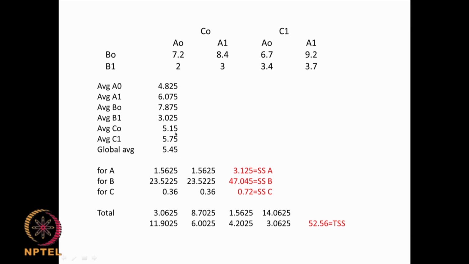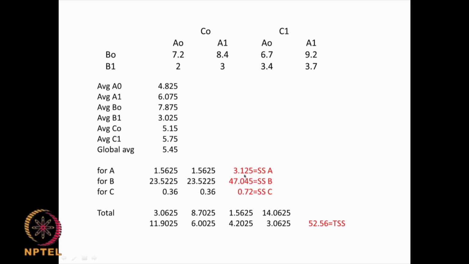Now let us look at C: 5.15 minus 5.45, square it up, multiply by 4, and then 5.75 minus 5.45, square it up, then multiply by 4. So why did I say 4? Because for A naught we have 4 terms, for A1 we have 4 terms, for B naught we have 4 terms, for B1 we have 4 terms, for C naught we have 4 terms, and C1 also 4 terms.